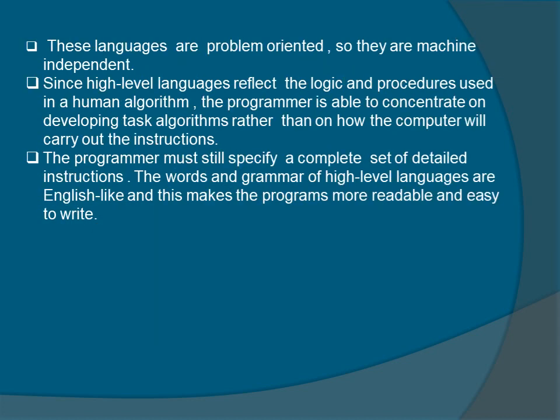These languages are problem oriented, so they are machine independent, obviously, since high level languages reflect the logic and procedure used in human algorithms. The programmer is able to concentrate on developing task algorithms rather than on how the computer will carry out the instructions. When we are writing the algorithm, we can use the logic of how the program is going to execute, so that we can concentrate on the development. The programmer must still specify a complete set of detailed instructions. The words and grammar of high-level languages are English-like, and this makes programs more readable and easy to write. So this is about some characteristics.